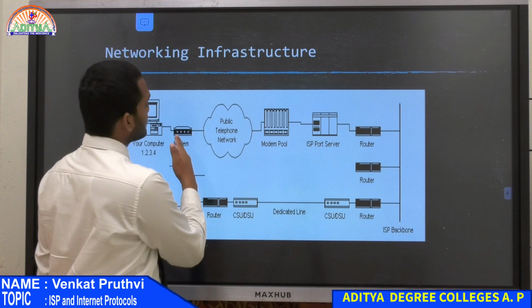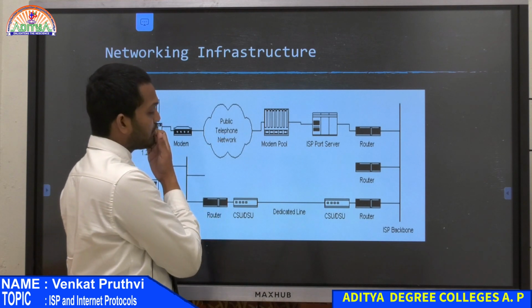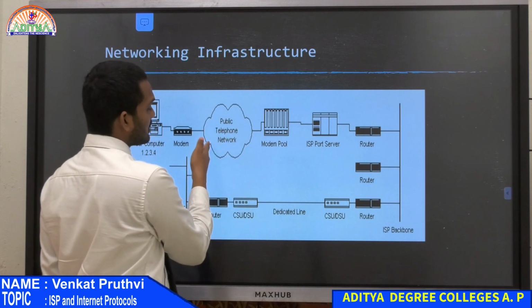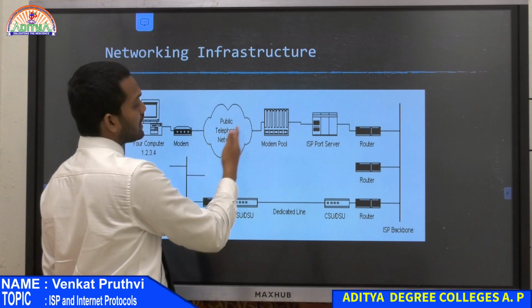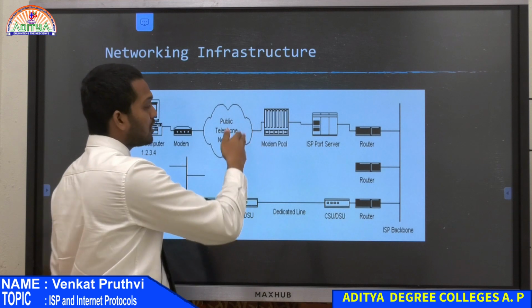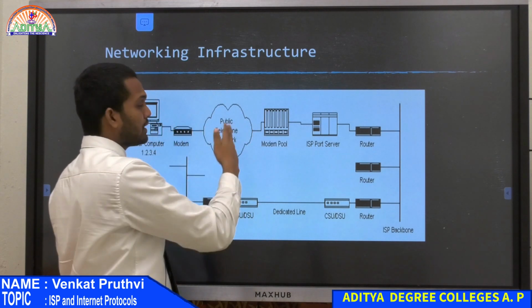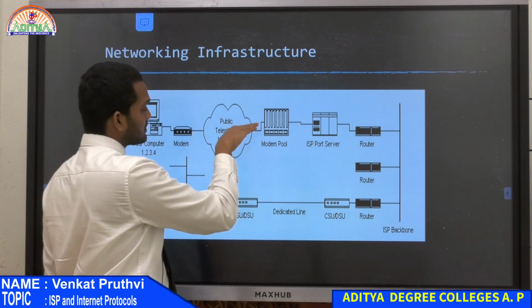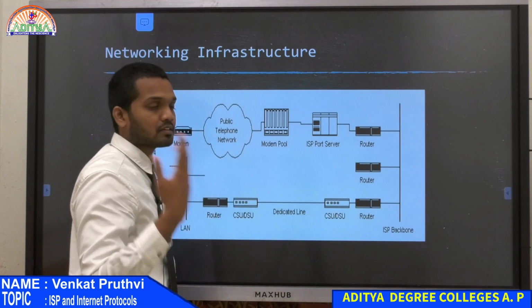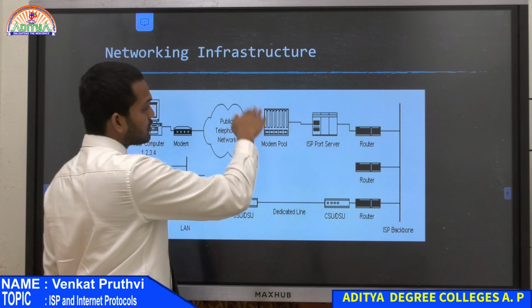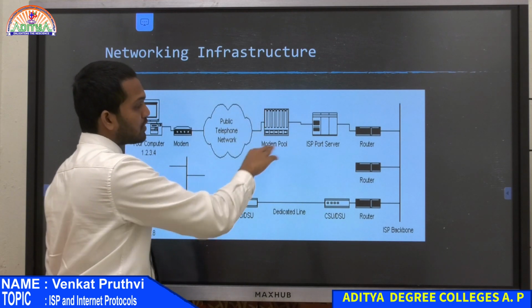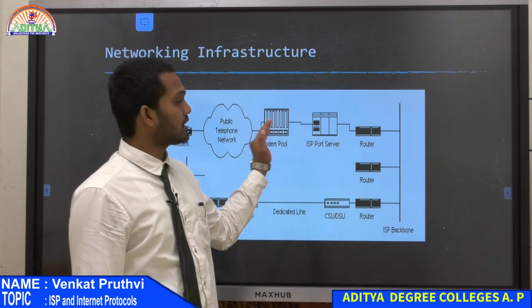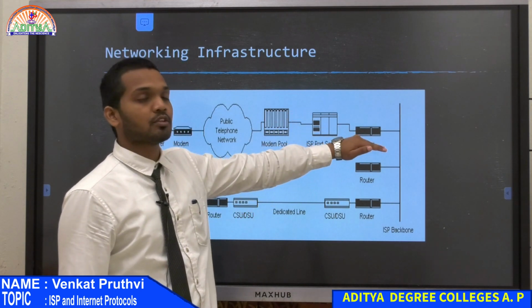We know that the modem is connected to a public telephone network, or whatever network you are using, and this network has a modem pool. This modem pool has all the IP addresses or whatever lines it has, and whatever connections are connected to this modem pool, all the users' data is available in this modem pool. From this modem pool there will be an ISP port server to which it is connected, and that ISP port server is connected to the router again.